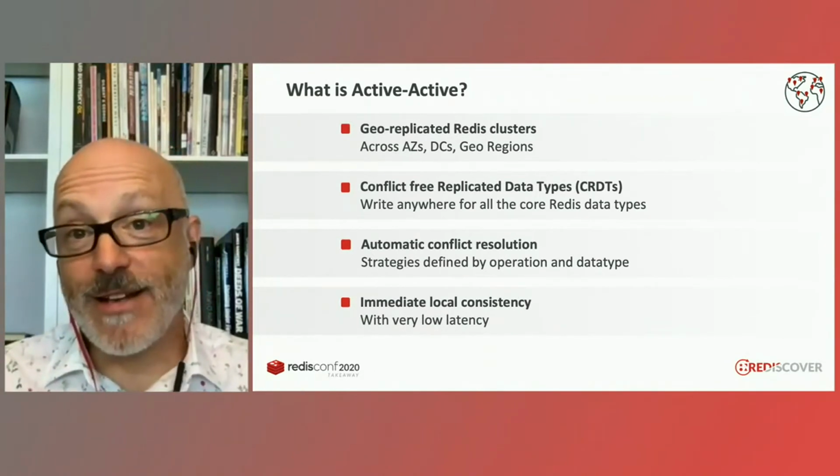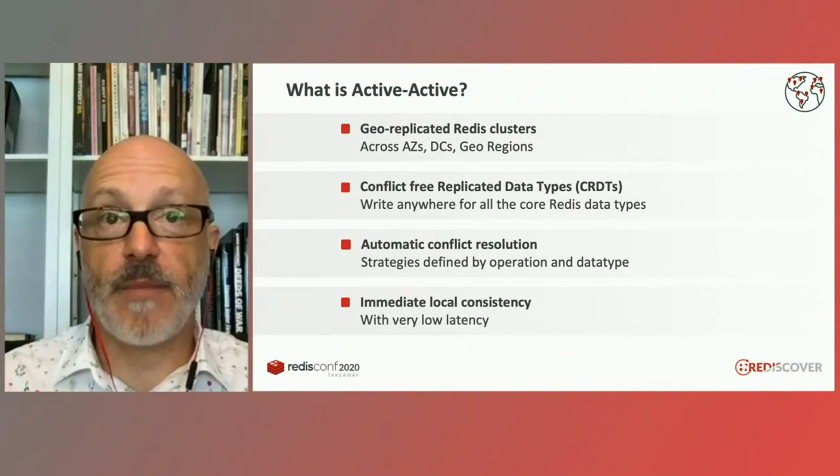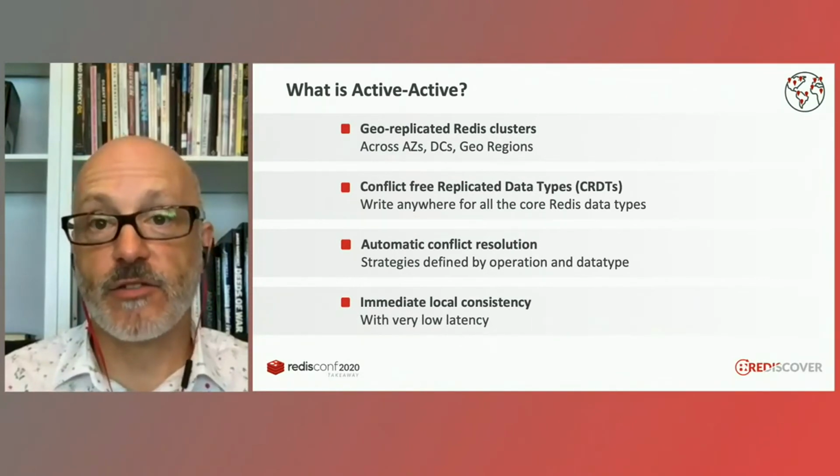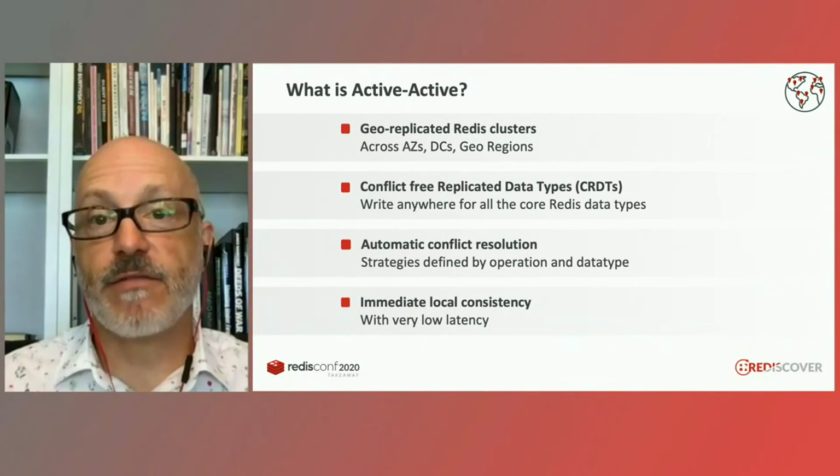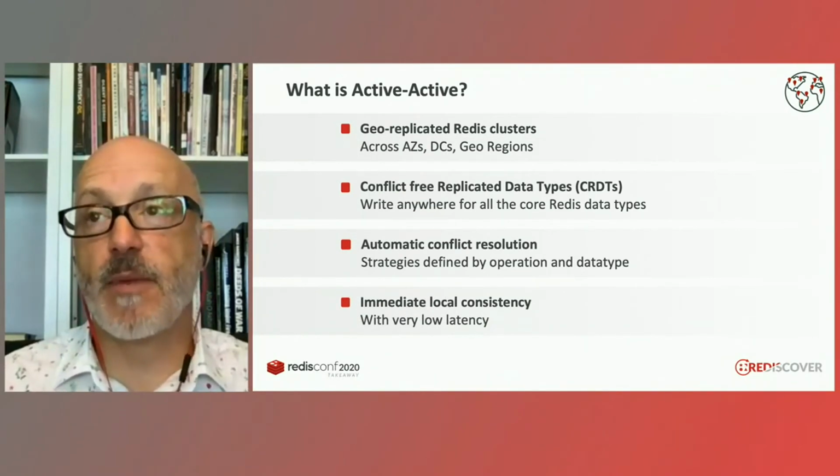Because the inherent nature of Redis with its data structures and the operations it can perform against those data structures, it means that there are many different strategies that can be employed by data type and by operation. And this allows for a very sophisticated approach to how those conflicts can be resolved. The great thing from a developer's perspective is that you get very low latency on those local writes. So you get all the characteristics of Redis you'd expect. Those low latency writes are then propagated to the other clusters, and they will eventually coalesce to a single value.